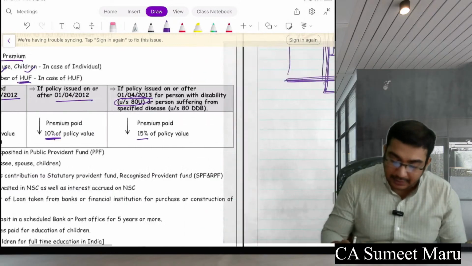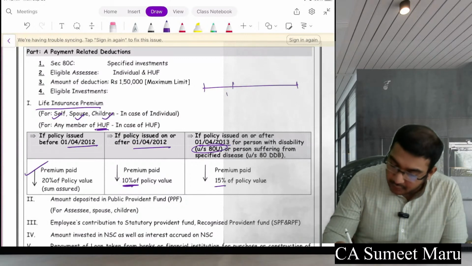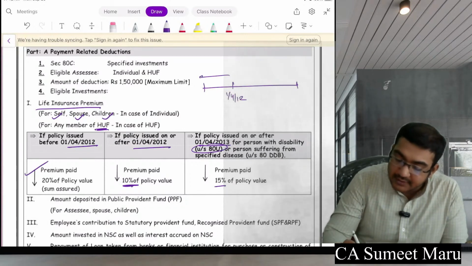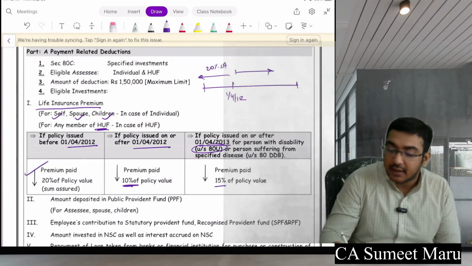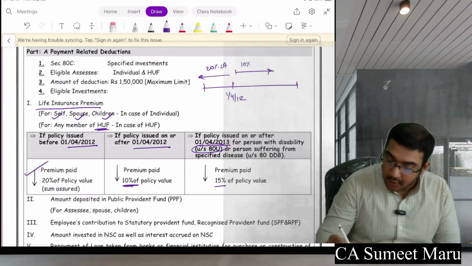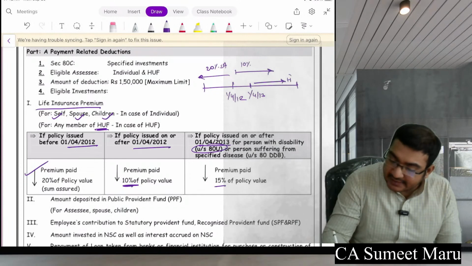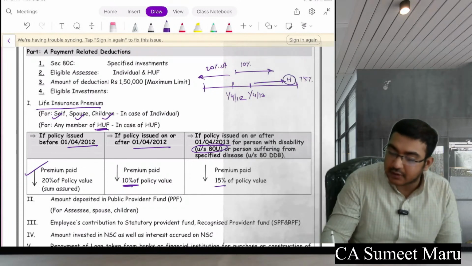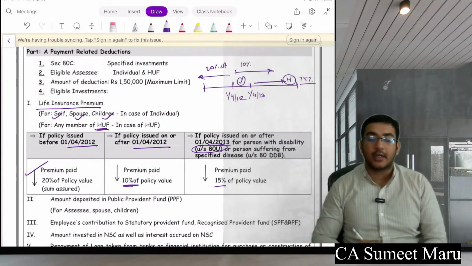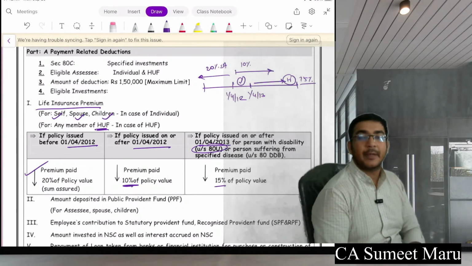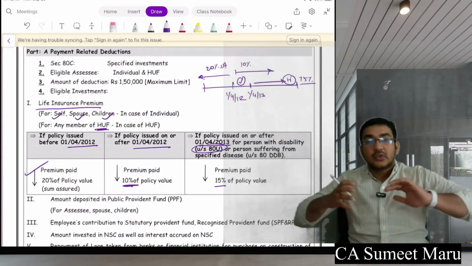Now see, if this is your timeline, okay, say this is 1/4/12. Before this, the deduction was 20% of sum assured. After this, the deduction is 10% of sum assured. And hereafter, after 1/4/13, for only handicapped assessees, the deduction is 15% of sum assured. So if there is some assessee who is handicapped in between here, for him the limit is only 10% because the separate policy for handicap came after 1/4/13. Okay, so this is the timeline.